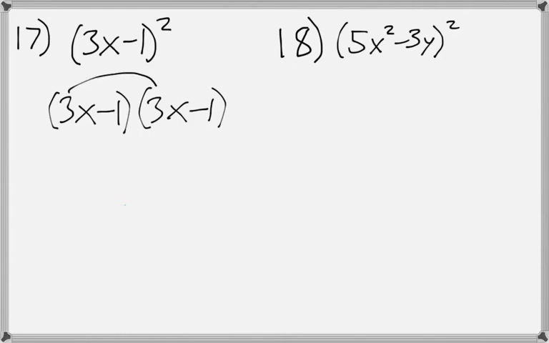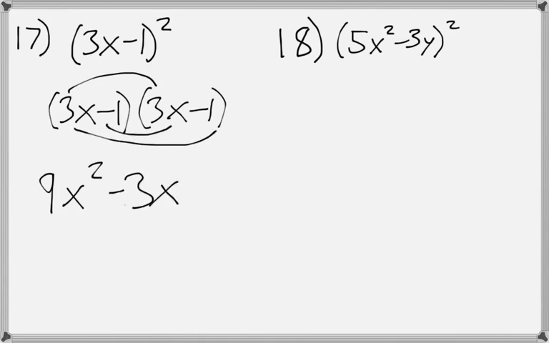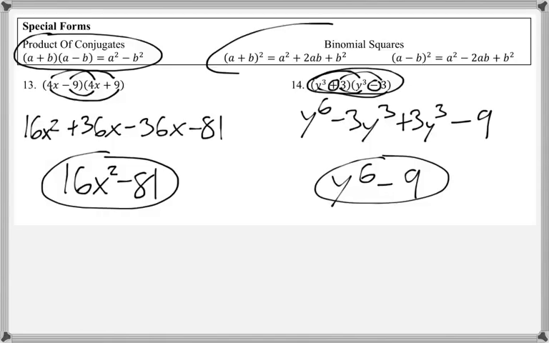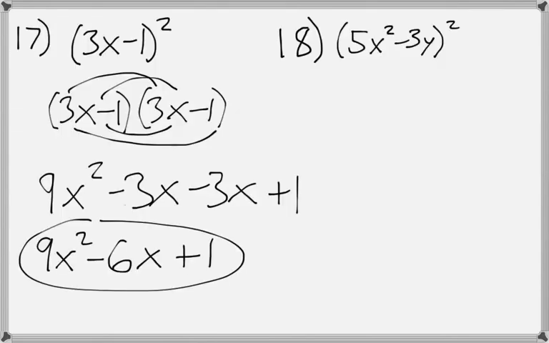So first times first is 9x squared, and then the outside is going to be a minus 3x, the inside is going to be a minus 3x, and the last is going to be a plus 1. So if we add those up, this will be 9x squared minus 6x plus 1. So this will follow this format here for the binomial squares, but I think it's almost easier just to treat it like any other FOIL question.